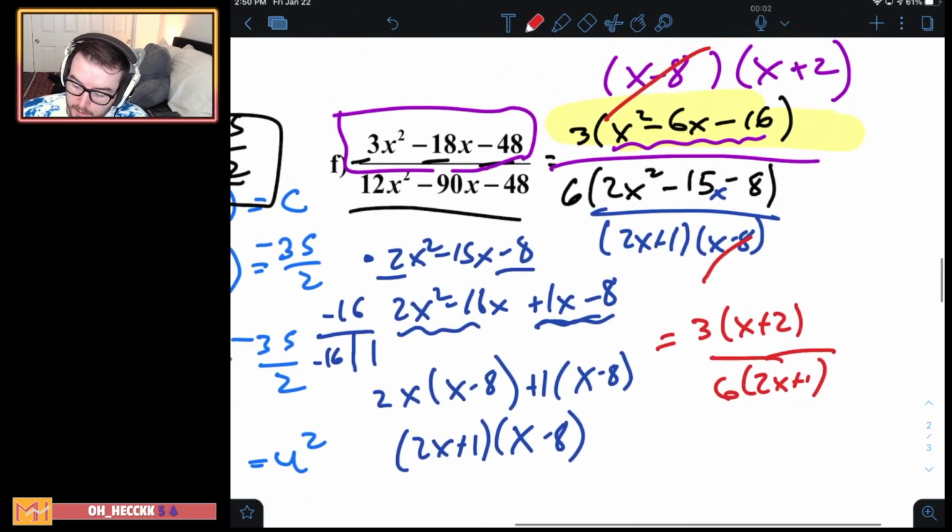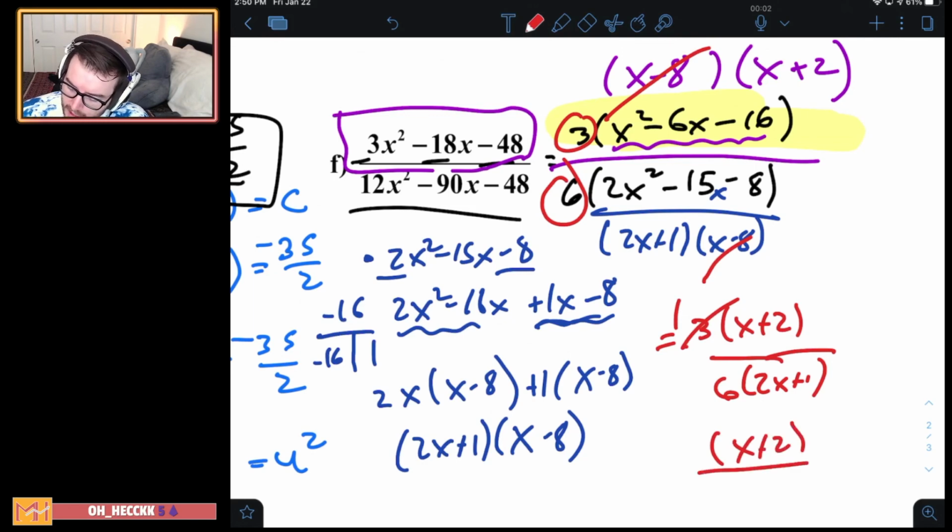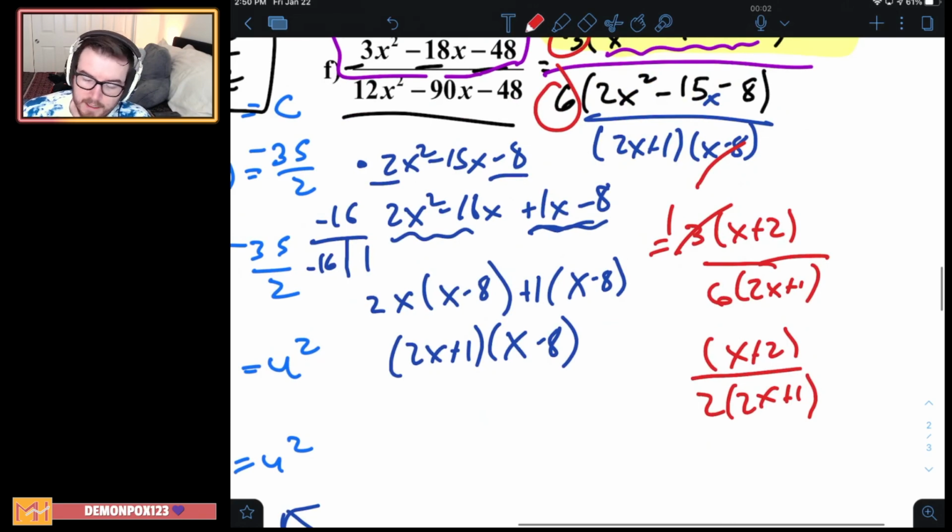I'm not quite done, right? Did you forget about the 3 and the 6? Because if you did, you're going to get the wrong answer. That factor cancels out, x minus 8 and x minus 8. But guess what? 3 over 6 reduces down to a half. So that just becomes a 1, but I'm not going to bother writing it. That just goes away, and that is a 2 downstairs there. That is our final factored form.